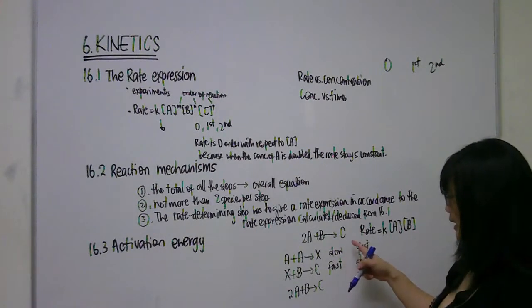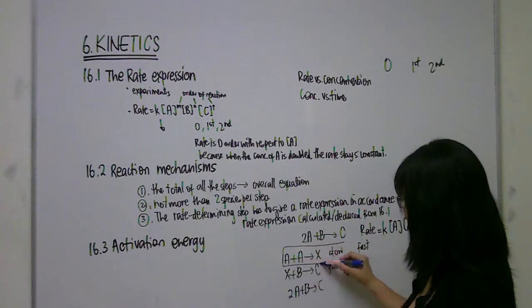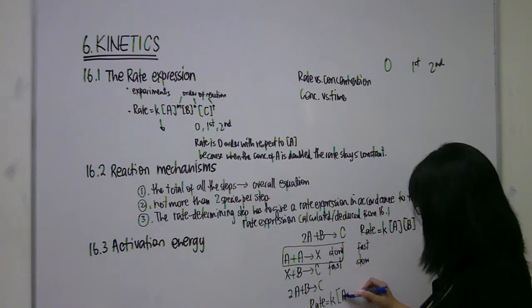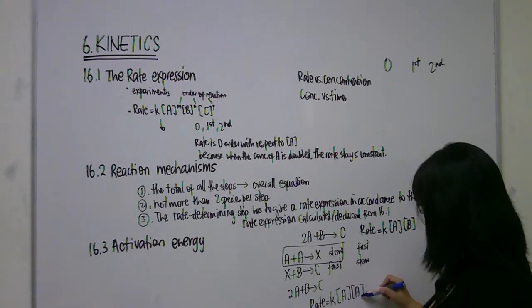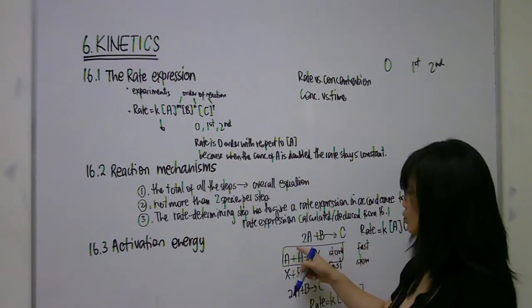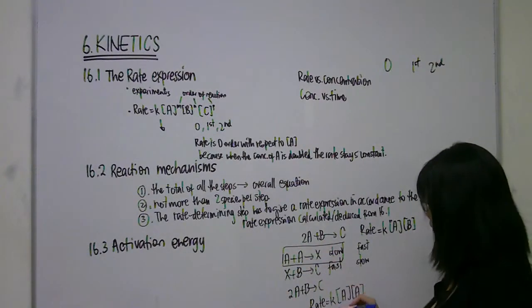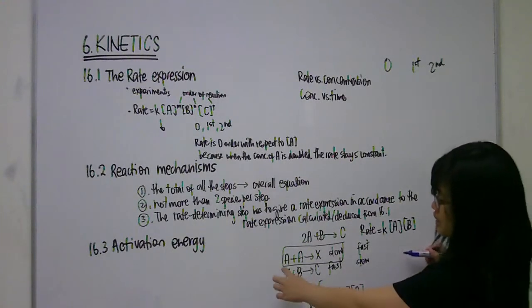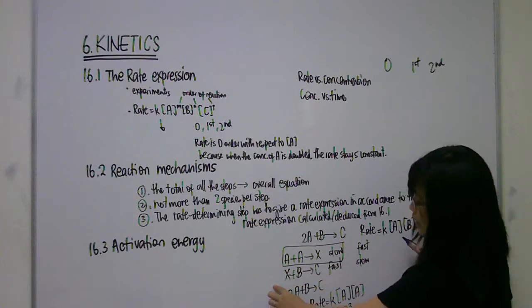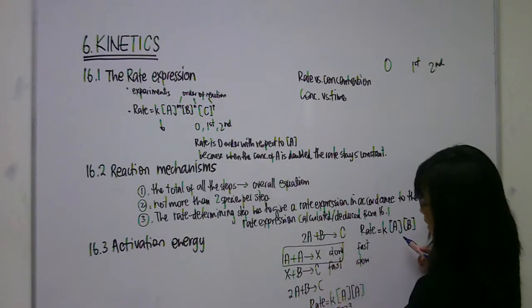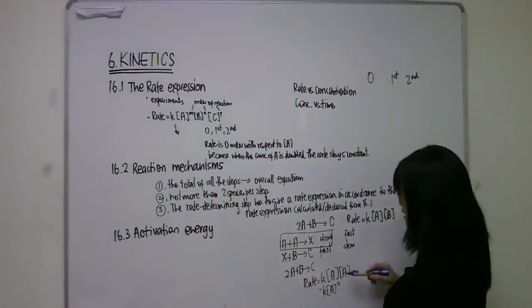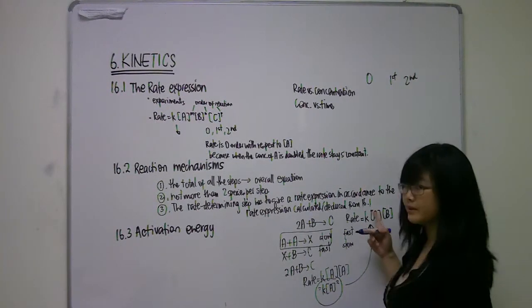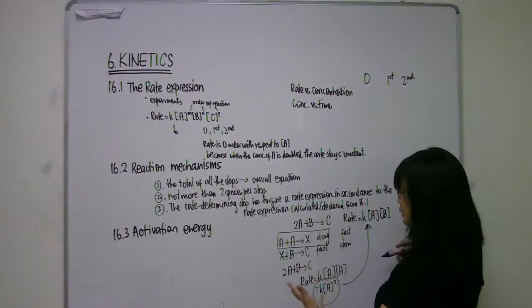Now, if this is a slow step, okay, then my rate expression should be k A, because my slow step depends on 2 species A and A, okay, or A to the power of 2. Which means if my reaction mechanism is like this, and this is my slow step, my rate expression should look like this. Okay, but this one is different from what is given, okay? Which means this cannot be the slow step, okay?